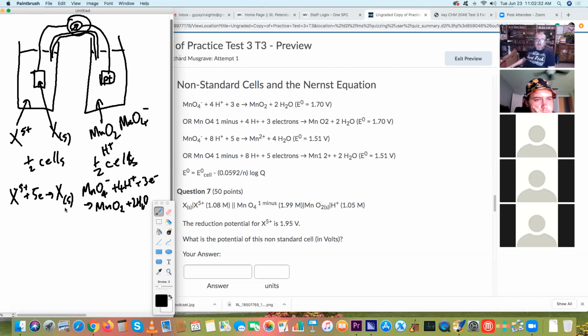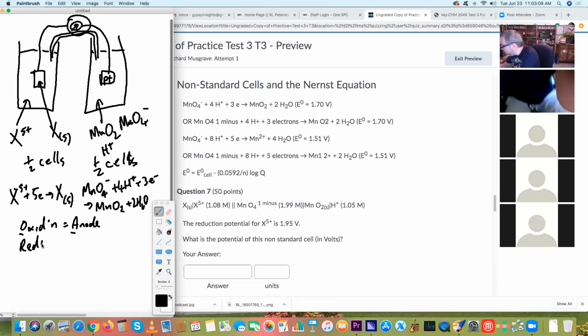Now, by convention, when you're given a cell diagram that looks like this, this part over here on the left is always the anode, and that's always the cathode. It's just by convention, anode, cathode. Now we know that oxidation is at the anode. And you can remember that easily: O and A, they're both vowels. And reduction occurs at the cathode. They're both R and C.